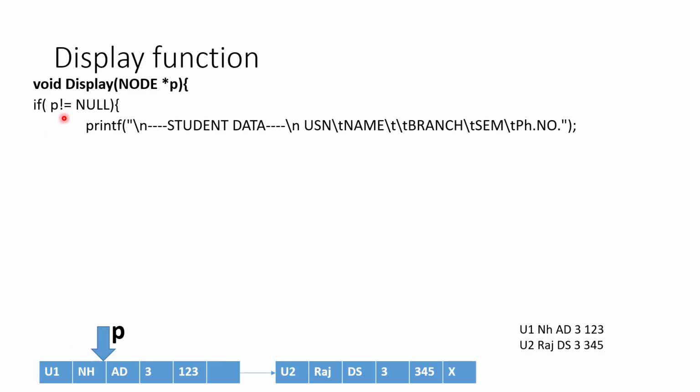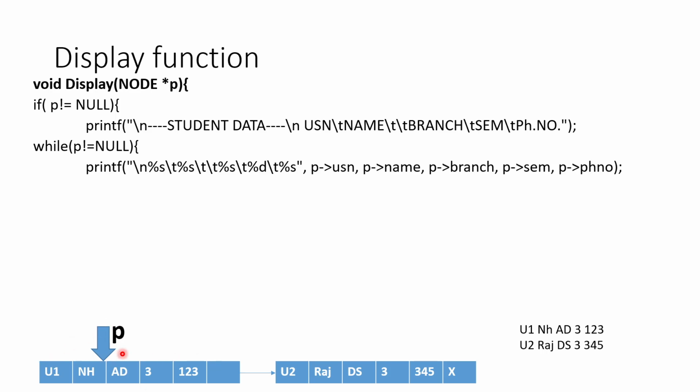If p is not null, display the data in any format with the label. This is for the label: USN, name, branch, semester, phone number, all the labels. We can have a number of nodes, so this has to be repeated some number of times. You can repeat that till you don't have any more nodes. Assume that this is the first node. Is p null? p is not null because it has some data. p is not null, then you repeat it.